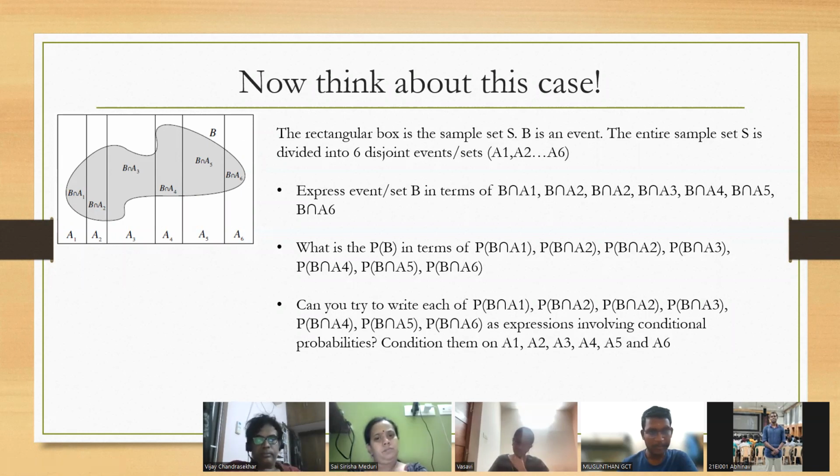The sum of the probabilities of B intersection A1 plus B intersection A2, and so on. Okay, I want to hear from someone else. That's Abhinav, but is there someone else with a different view? Okay, someone else. Let us say what Abhinav said is correct. Why is it correct?